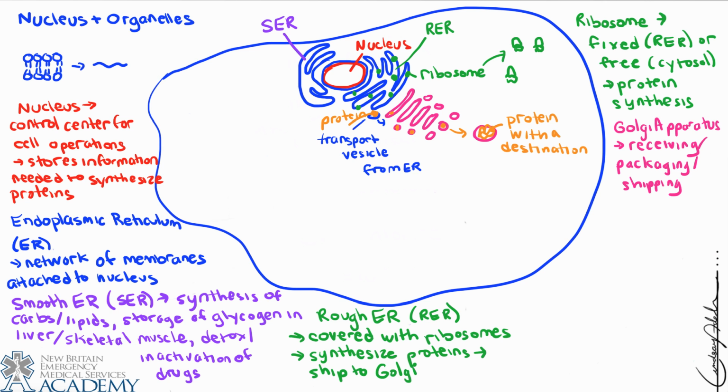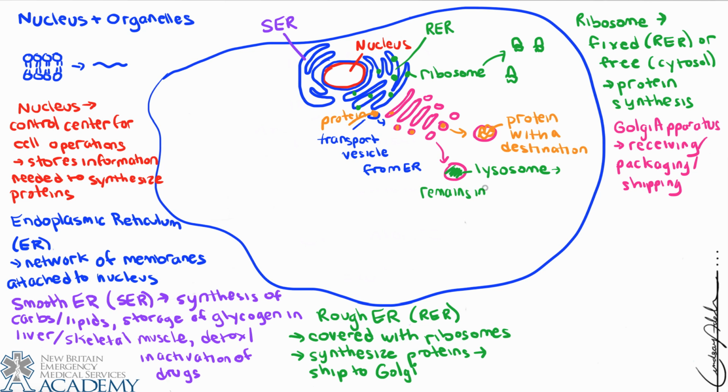So for now, just focus on understanding the basic function of each organelle, so that later on we can develop a full understanding of what's happening inside the cell at any given time. Okay, another example of something that can be released from the Golgi apparatus is a lysosome. So a lysosome is a vesicle that contains digestive enzymes.